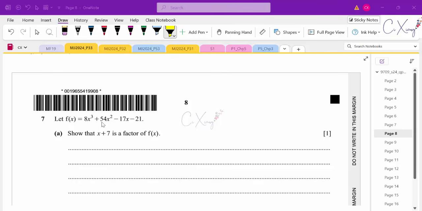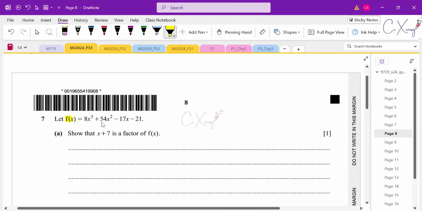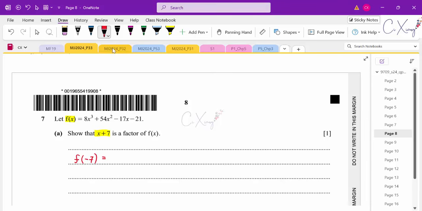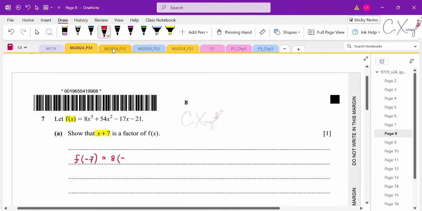Okay, so question number 7, we are given a function, and they want us to show that x plus 7 is a factor of f(x). To prove that it is a factor of f(x), I need to substitute the value x equals negative 7 into the function. If it is equal to 0, that means there's no remainder, so it will be a factor. If the value is not 0, that means you have a remainder, therefore it will not be a factor. Okay, so directly substitute the negative 7 into my function here.